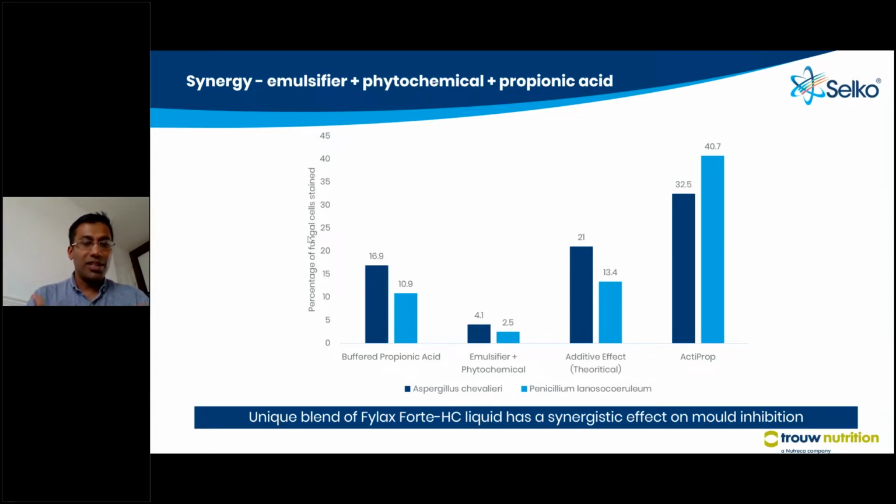Next, we have tested this; we didn't just come up with something. There is long research behind it. We compared the effectiveness of pure buffered propionic acid and buffered propionic acid with emulsifier and phytochemicals in addition, and also the additive effect. Clearly, when we use ActiProp against two different molds, Aspergillus and Penicillium, we see that the ActiProp technology is far better, and the synergistic effect of combining the buffered propionic acid and emulsifier leads to far better mold inhibition, or cell penetration.